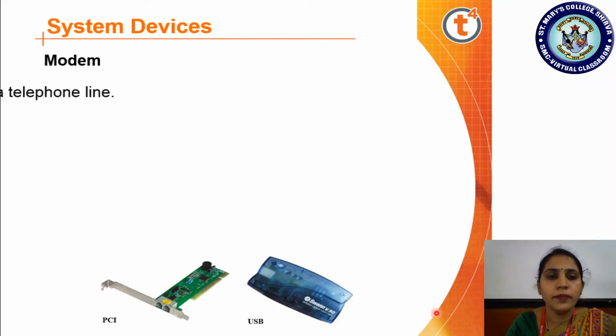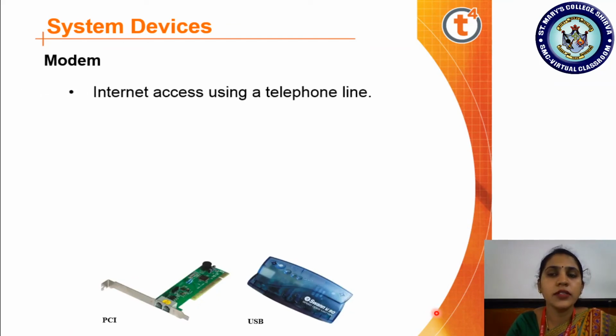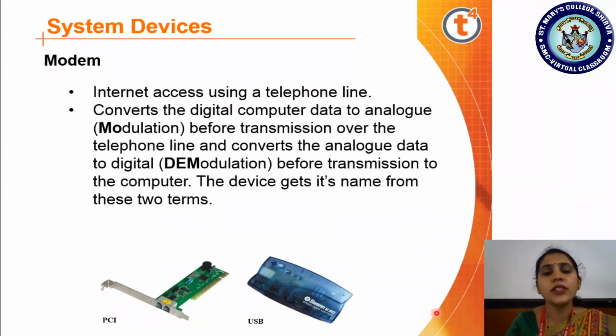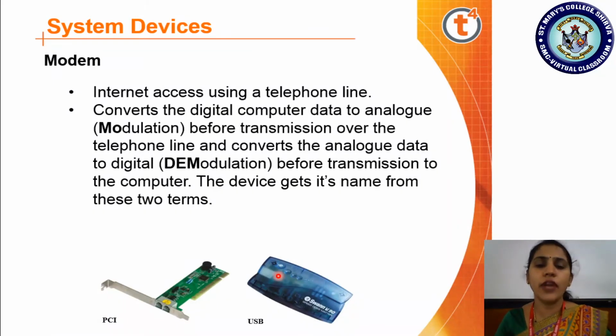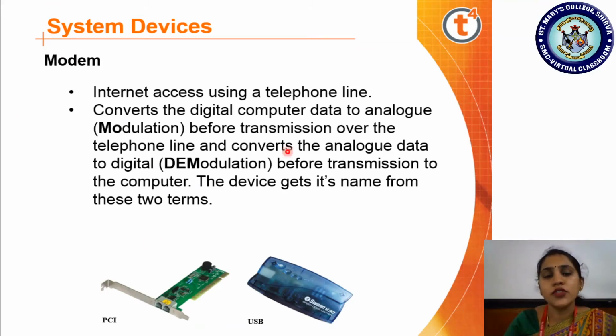Then the modem. What exactly is the modem? It provides internet access using a telephone line, and it converts the digital computer data to analog before transmission over the telephone line, and converts the analog data to digital before transmission to the computer. And this device gets its name from these two terms. So see, students, you have modulation and demodulation.